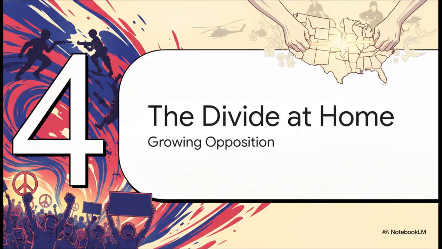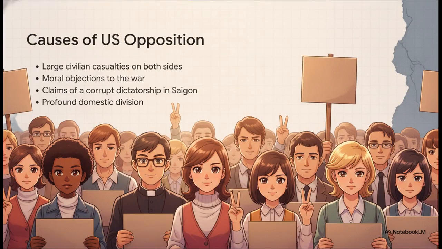Part 4. The divide at home and growing opposition. Because as the violence escalated abroad, it generated this massive, deeply polarized divide back in the United States. By 1967, you had students, intellectuals, clergy members, all beginning to loudly protest the war. They were pointing to the increasingly horrific number of civilian casualties on both sides.